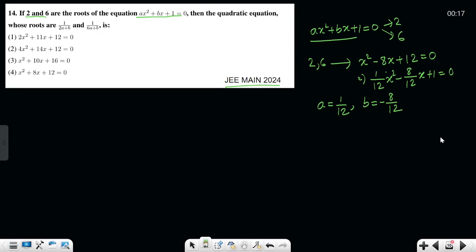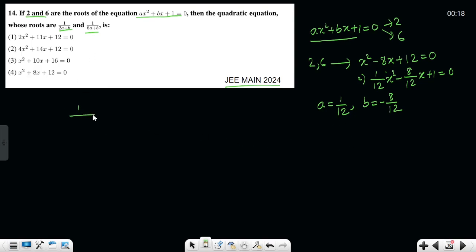Now what will we do? We will find the values of 1 by (2a plus b) and 1 by (6a plus b). Then from the values we get, we will apply again the formula for finding the equation. Then we can get our desired answer, right? So yeah, let's do it.